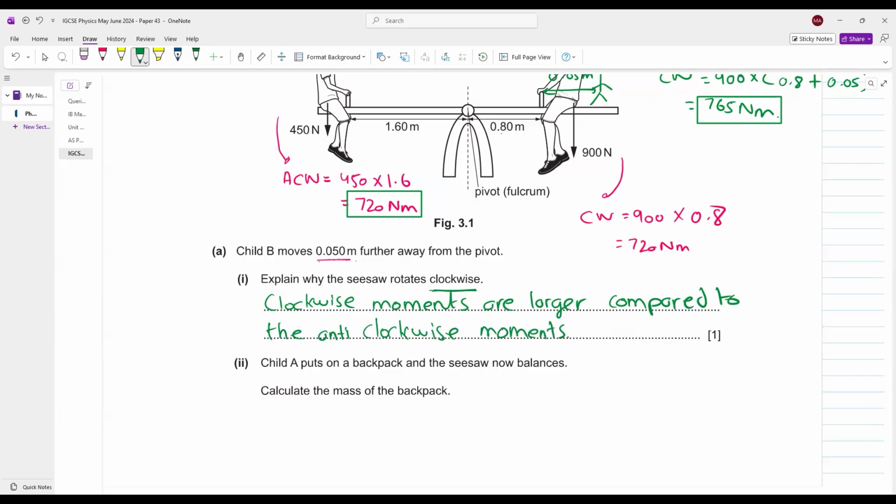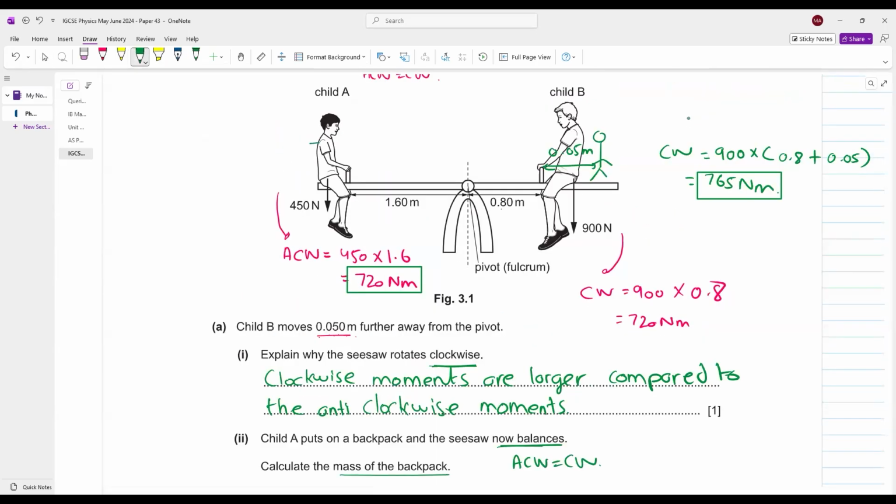Let's further move ahead. Child A puts on a backpack and the seesaw now balances again. So what does this mean? Anti-clockwise moment will be equal to clockwise again. Calculate the mass of the backpack. Child A has put on a backpack of mass m. This will create an additional force of what? Mass into gravitational field strength. What will your new anti-clockwise moment become? 450 Newton plus the force of mg due to the backpack, multiplied by the distance of 1.6.